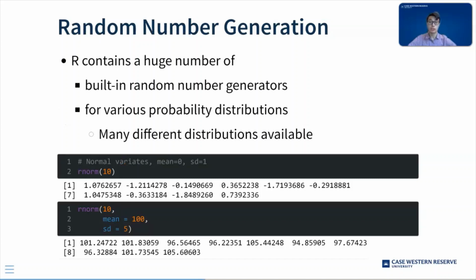We can also use R to generate random numbers. R contains a huge number of built-in random number generators for various probability distributions, making many different possibilities very easy. Here, we are using the rnorm function. The first argument of the rnorm function is the number of values you would like to generate. We can also supply the mean and standard deviation of this distribution we want to generate. In our second example, we have generated 10 values with a mean of 100 and a standard deviation of 5.